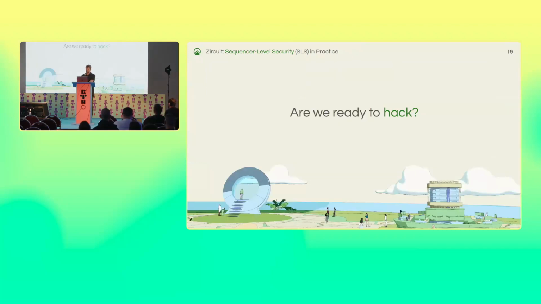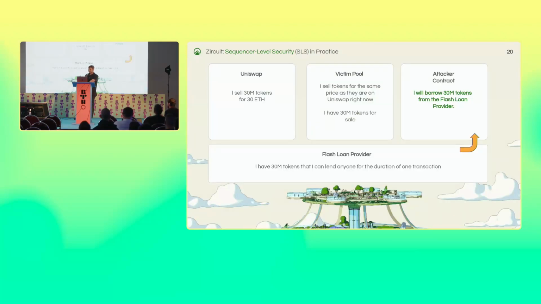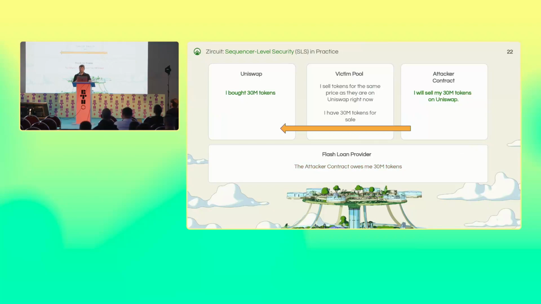So let's start hacking. At the beginning, the attacker will come and say, hey, dear flash loan provider, you have 30 million tokens. I would actually like to borrow them. Okay, so this is the first step. The attacker borrows 30 million tokens, and the state that will be recorded as an intermediary state of this transaction on chain will be that the attacker has 30 million tokens, and the flash loan provider knows that somebody owes them 30 million tokens.